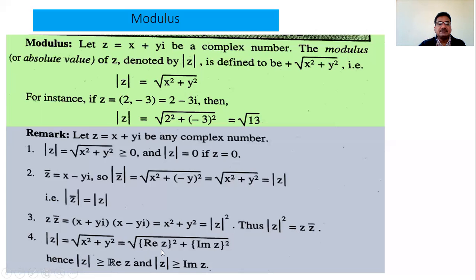And mod z is the root of the real part of z square plus the imaginary part of z square. Okay. And therefore mod z is always greater than or equal to the real part of z, and mod z is always greater than or equal to the imaginary part of z, because both are positive quantities, real part of z square and imaginary part of z square. That is, mod z and the real part of z are the same if the imaginary part is 0, and mod z and the imaginary part of z are the same if the real part is 0. Okay.